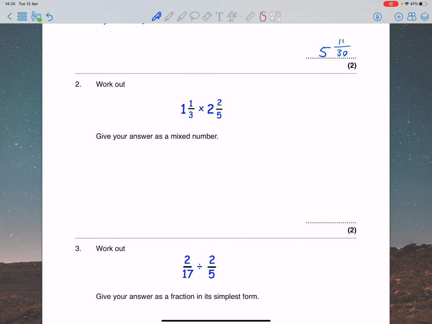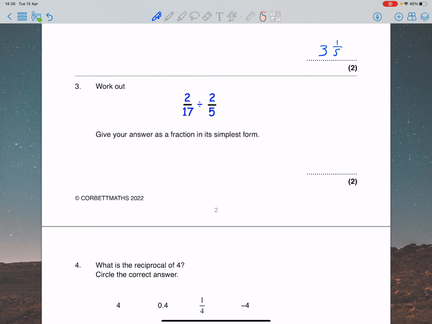Next question is to multiply. So again, we're going to change these into improper fractions. So 1 times 3 is 3, plus 1 is 4, so it's 4/3. 2 times 5 is 10, plus 2 is 12, so that's 12 over 5. And then, multiplying these out, I get 48 over 15. I can simplify that by dividing both top and bottom by 3. 48 divided by 3 is 16. 15 divided by 3 is 5. And then how many 5s go into 16? Well, that's 3 and 1 remainder. So it's 3 1/5 right there.